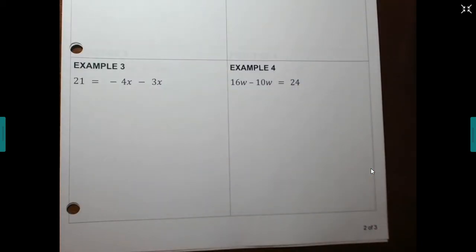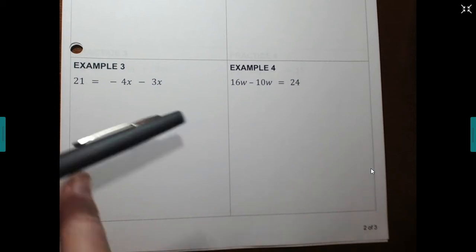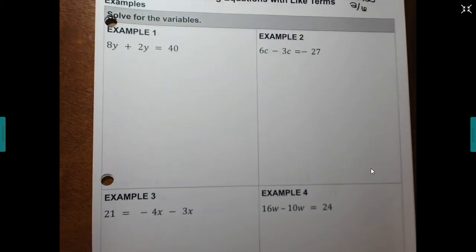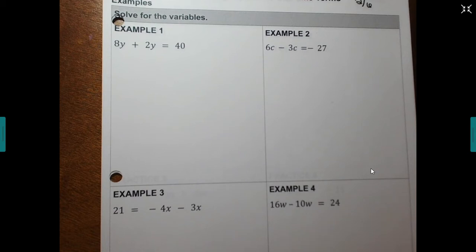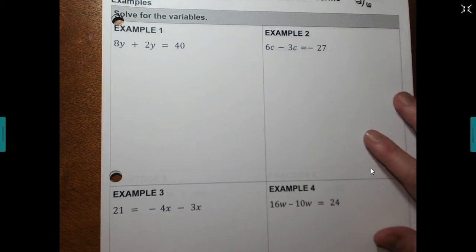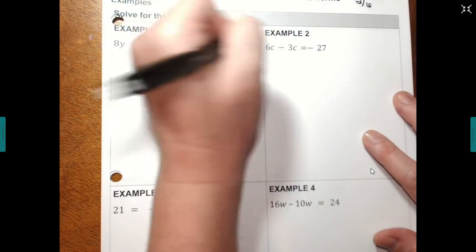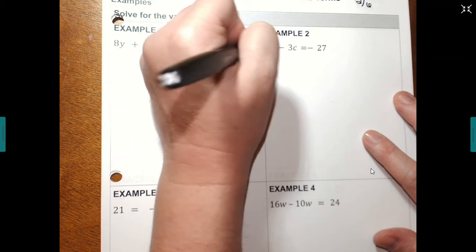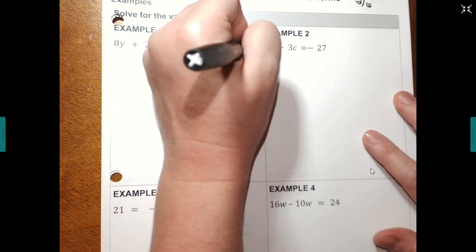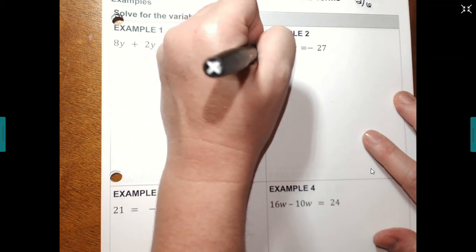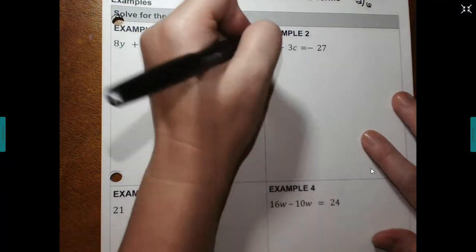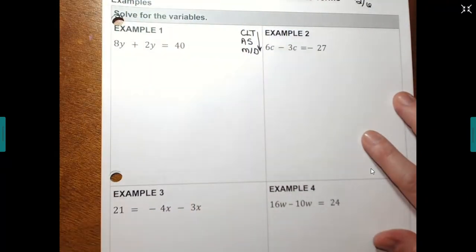Okay. So, example 1, let's look at it. 8y plus 2y equals 40. Remember, we're looking to combine like terms, then add or subtract, and then multiply or divide. That's the order that we're looking in today.